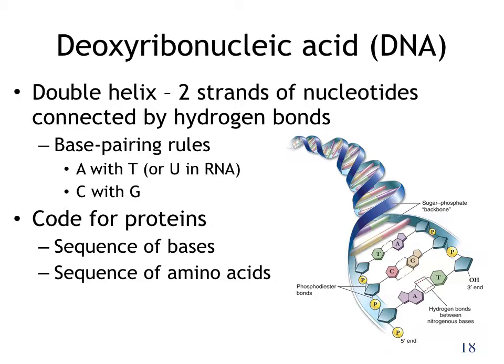Okay. These bases can be in any order, and so it can be in any sequence. And this sequence of bases can be converted to a sequence of amino acids. It's really, DNA is a code for making protein. So we're going to talk a lot about that later and how that code is converted to a protein. But for now, it's enough to just know it's a code.